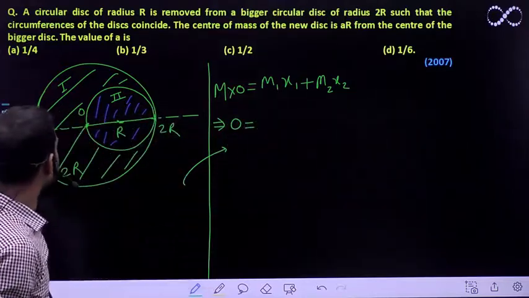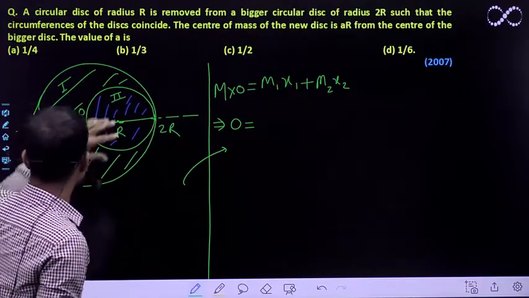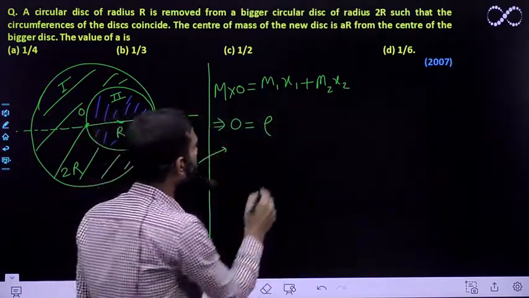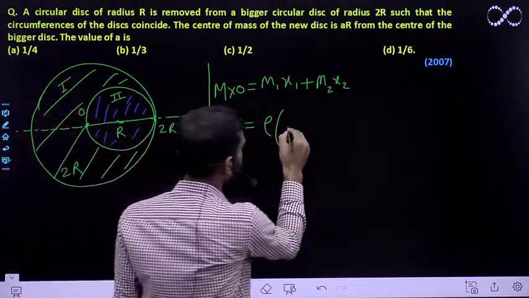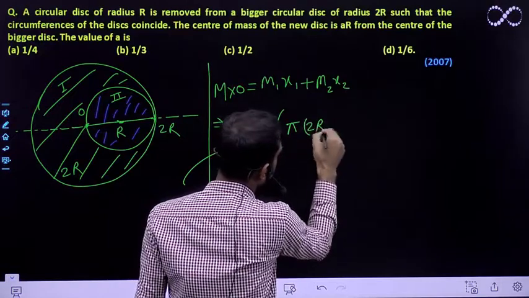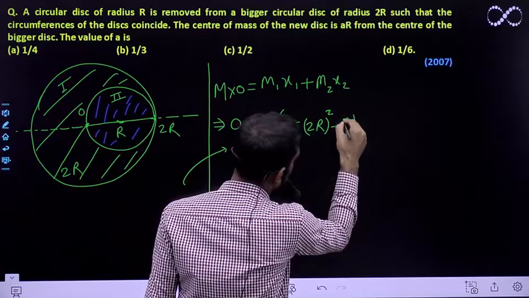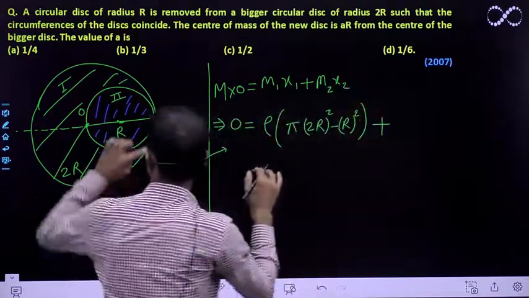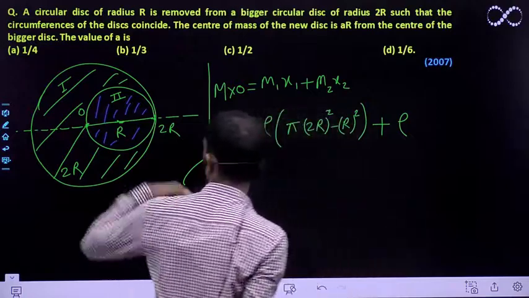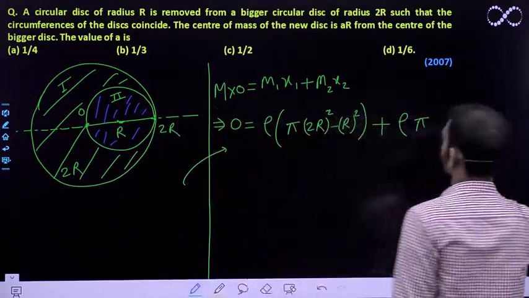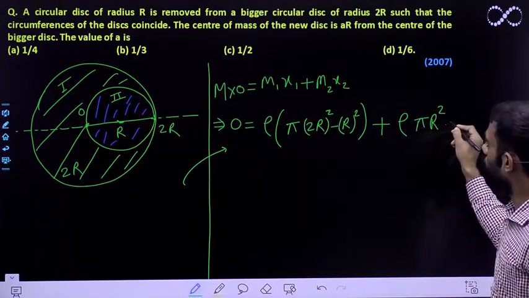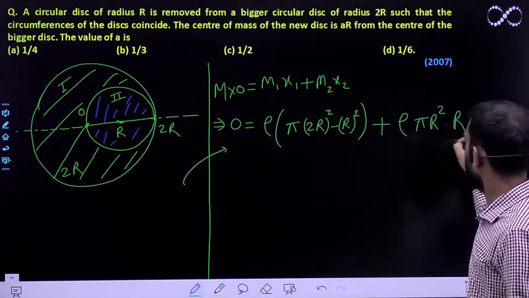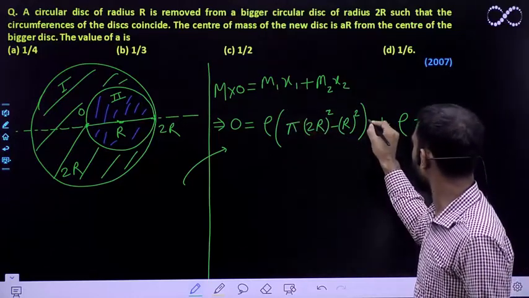What is the mass m1? Let us assume the density is rho, the mass per unit area. The area occupied is pi into 2r whole square minus r square. So this is the area of the first part. Plus m2: the density will be rho and the area is pi r square, times x2. The center of mass of 2 is r, and the center of mass of the first one I don't know, so I will take it as x1.